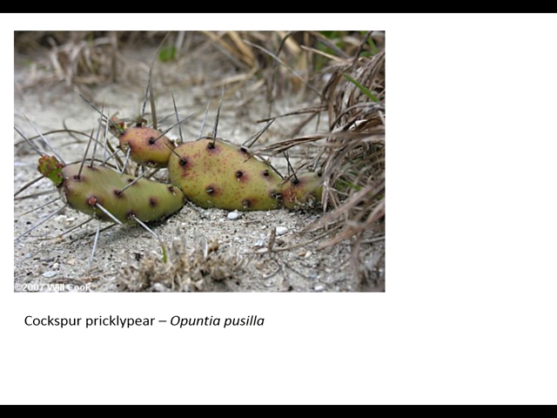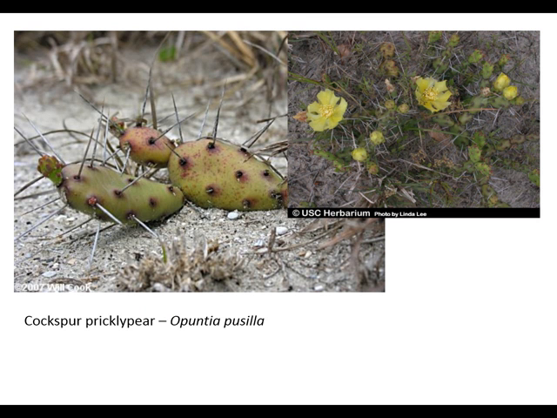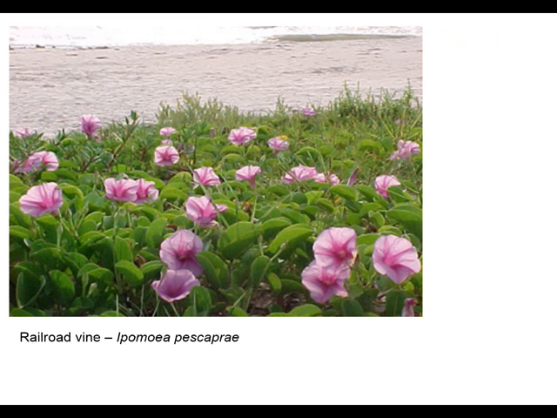Here we have cockspur prickly pear, Opuntia, and I suspect we might get some of that. In flower. Here's railroad vine, very common along the Atlantic beaches.